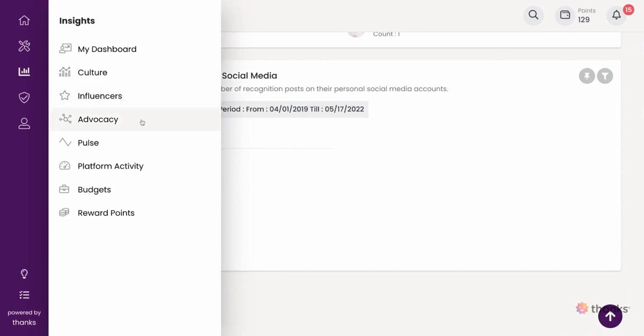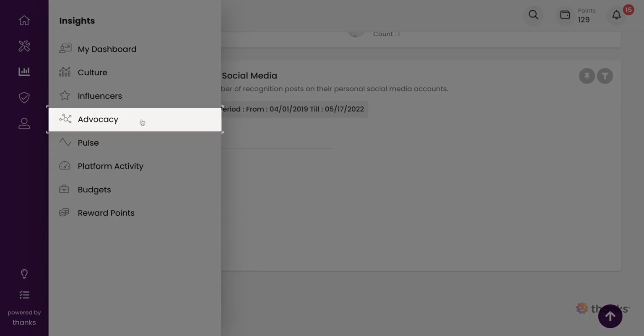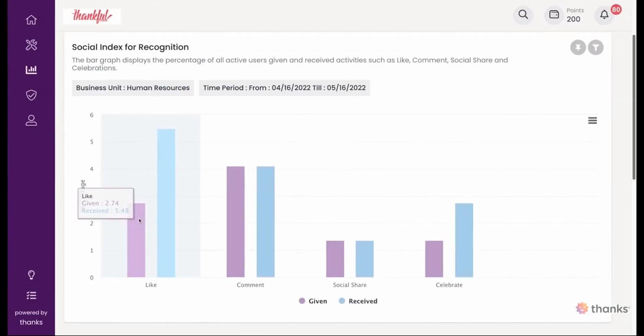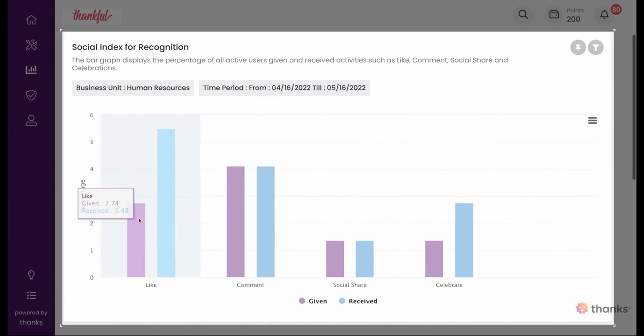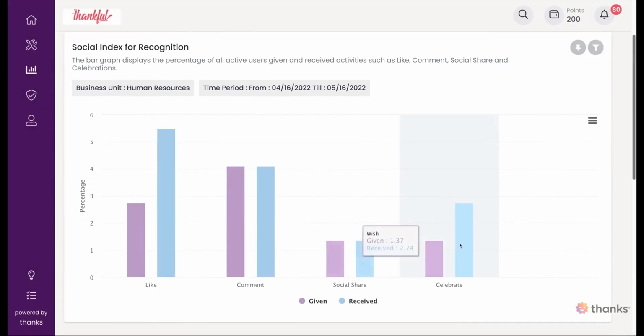Advocacy. This section will help you understand how employees are amplifying the recognition received at workplace, on external social networks. The Social Index for Recognition graph shows the ratios of given and received likes and comments on the posts. You can also see the ratios of social media shares and exchanged celebration messages between employees.